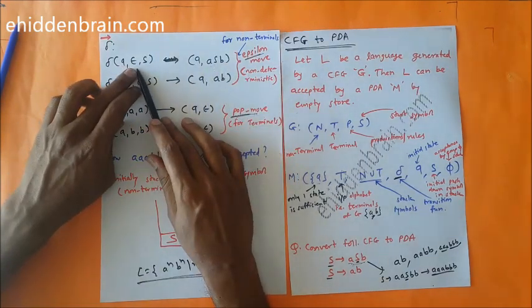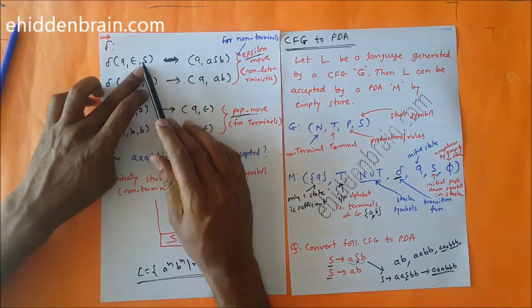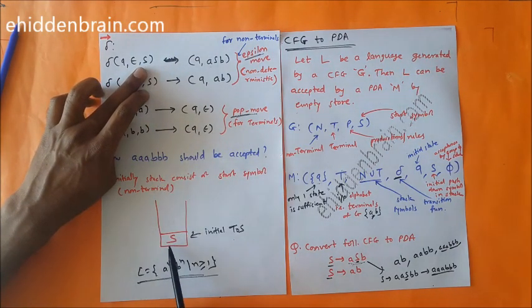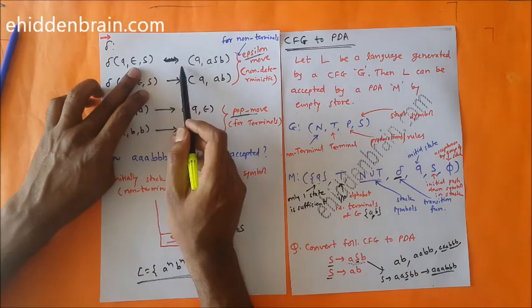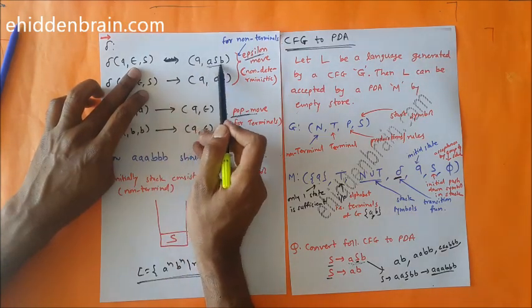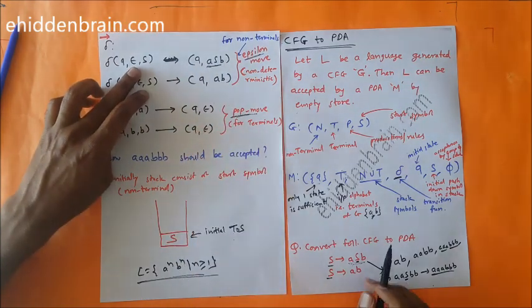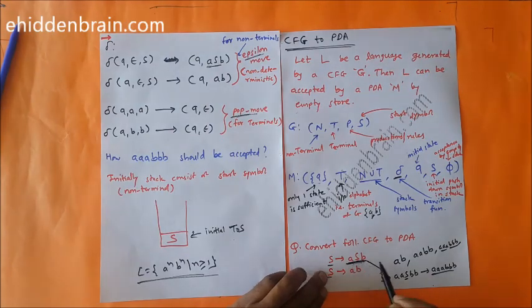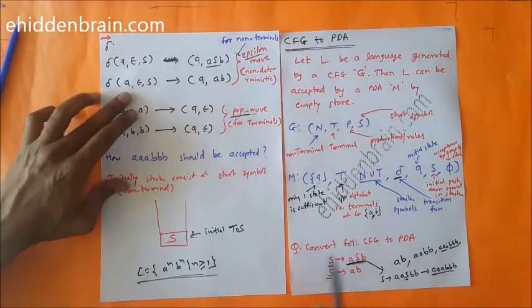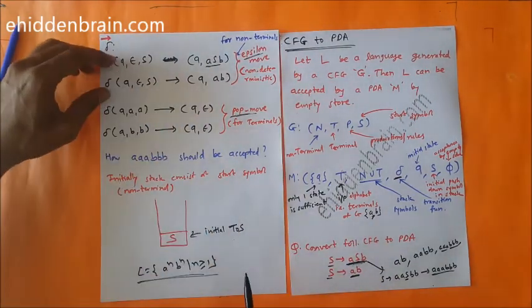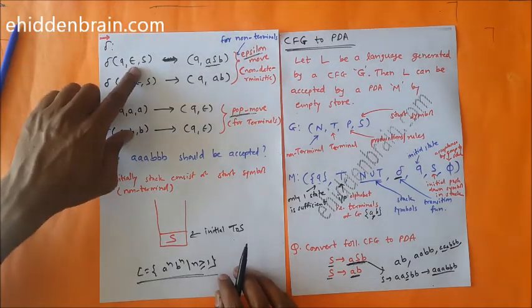One is the epsilon move, and for the epsilon move, what will be the starting symbol? S will be the initial top of the stack. For that, what you have to do? You have to push, right? For this S, what can we push? We can push ASB, right? And similarly, we can push AB also, and that is the second epsilon move. So this is the first epsilon move.